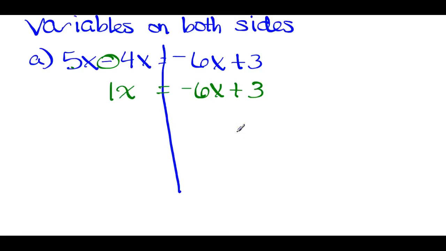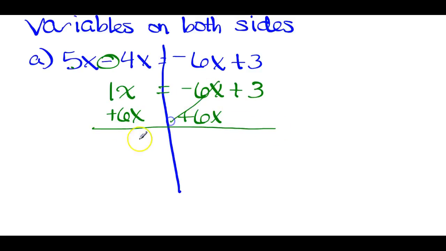Because I already have my x on the left side, I'm just going to move the negative 6 because I'm a lazy mathematician. I will be honest. So negative 6, the opposite, is going to be adding 6, and I have to do that to both sides. And then we get 7x equals 3.